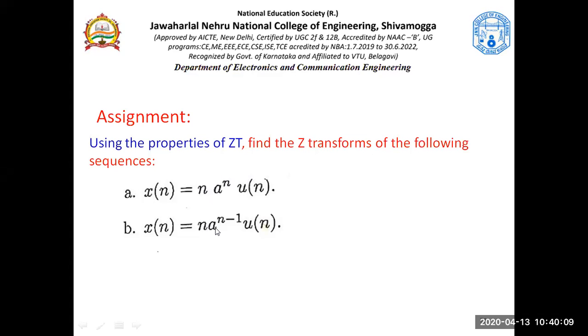Here also you have a^n u of n, but there is an extra scalar, a^(n-1). That a^(n-1) can be separated and kept aside. So it would still be the same signal, a^n u of n being multiplied by n. So deal with these two signals using the properties. Do this assignment in the assignment book. Fine, we will get back again with more problems.